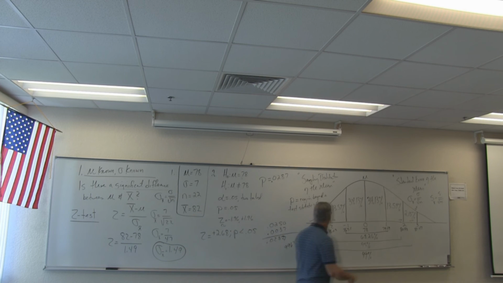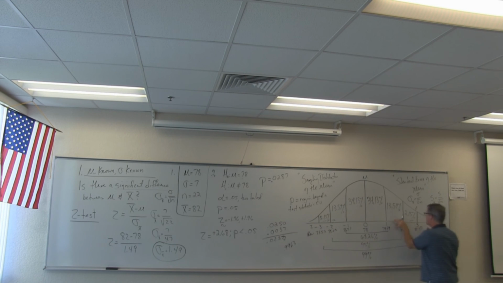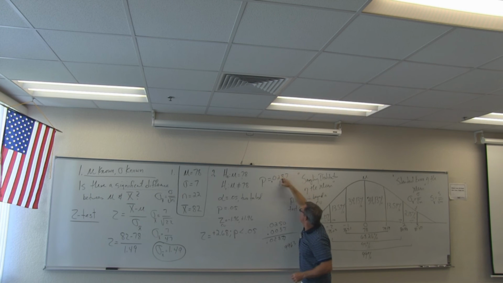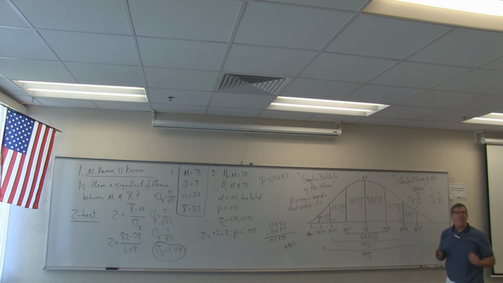What this means is that this area remained at 2.5%. This area, however, was reduced because z shifted from 1.96 to 2.68. This needle went over to 2.68 and made this region smaller. It's actually about 0.37%, totaling 2.87%, or 0.0287 as a proportion. If p is less than alpha, reject the null. That is the p-value approach. There are two approaches. They're the same, but a little bit different.